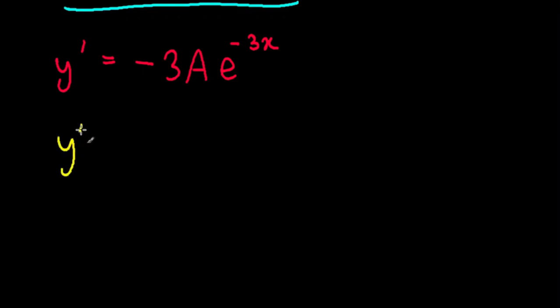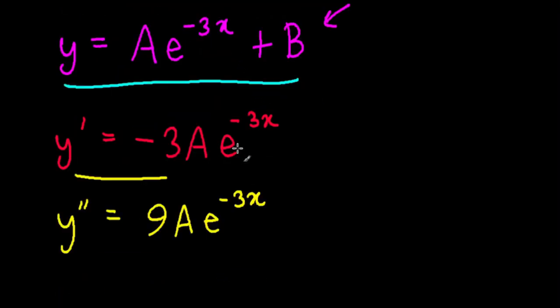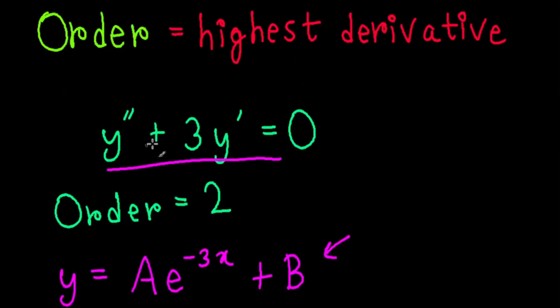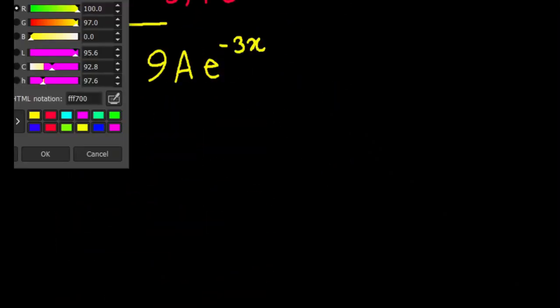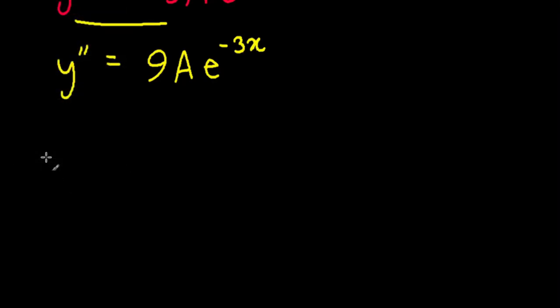For the second derivative, we differentiate both sides again. We multiply by negative 3, so we get 9a e to the power minus 3x. Since we have found these two derivatives, we have all that we need to plug in. Let's plug everything into this equation. The left hand side of the equation is y double prime plus 3y prime.